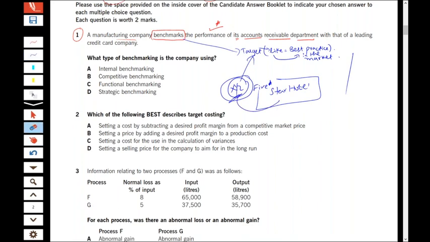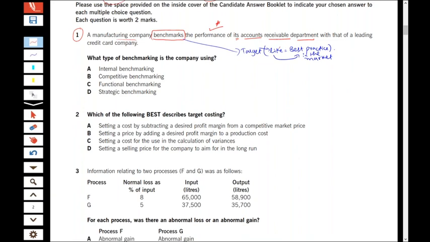So what are you trying to do? You are making a target, which you assume as a best practice in the market, and through continuous comparison the performance can be improved. This is the process known as benchmarking.